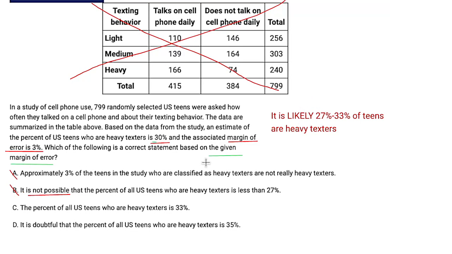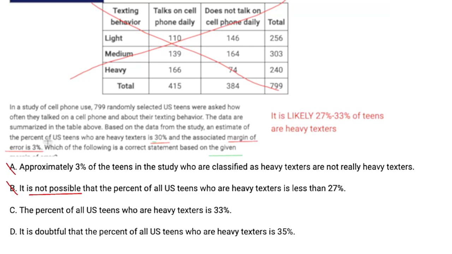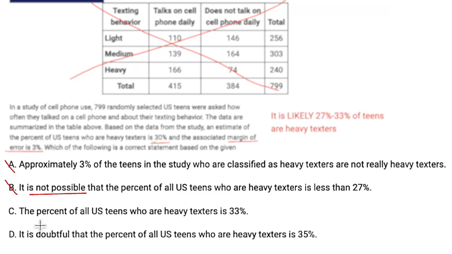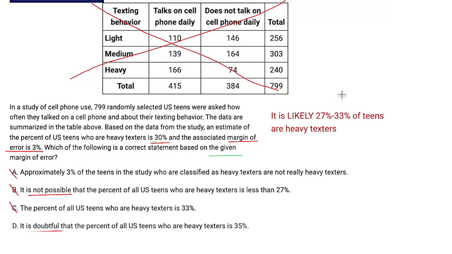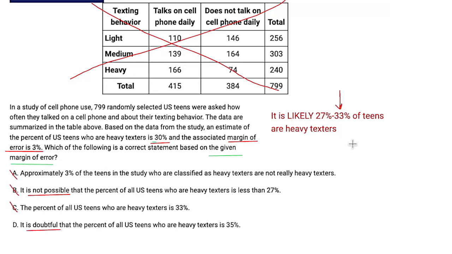It's really important there. C, the percent of all U.S. teens who are heavy texters is 33. That's another extreme absolute statement. It's saying it is. It's not using likely. So C is out. It's possible, but it's not just the truth. And then D, it is doubtful. So doubtful is sort of the opposite of likely. It is doubtful that the percent of teens who are heavy texters is 35. Yeah, because it's likely it's 33 at the highest. So it would be doubtful that it's 35. So D is our answer.